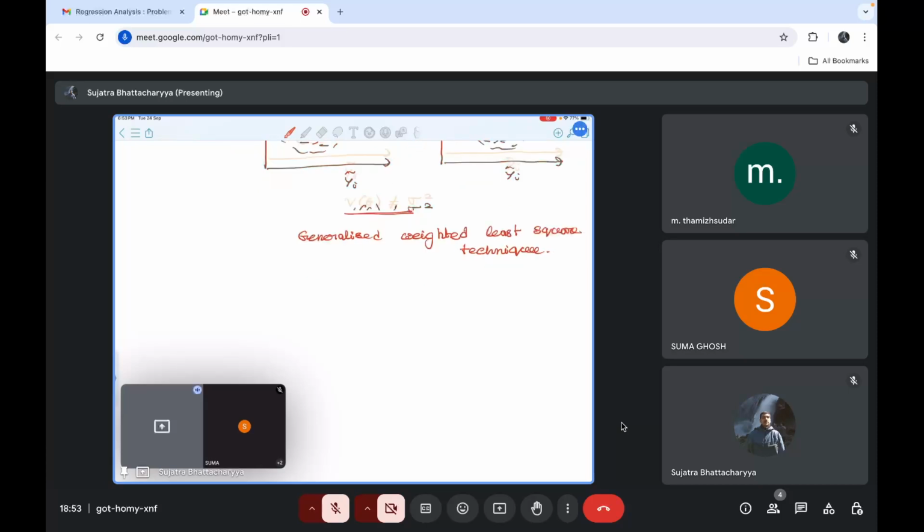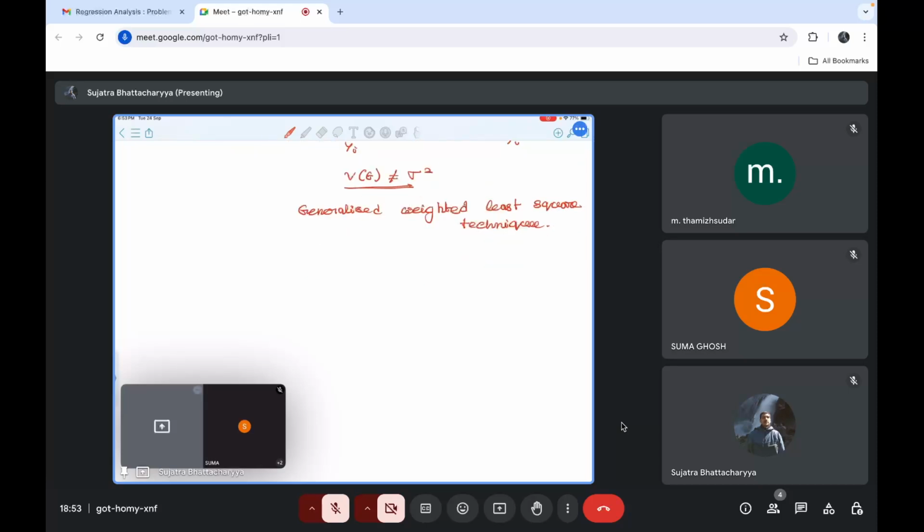So let me start with this particular thing. Let me write it first. Linear regression model with non-constant variance, which we have seen, like in the question which I have put, where the variance is c times x_i squared, or c times x_i. There, the variance is not constant.